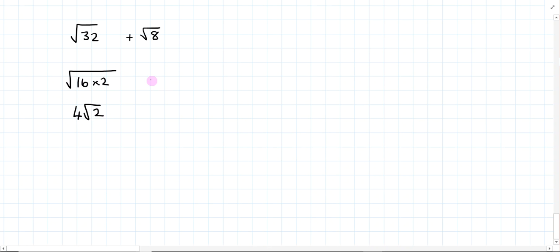18. Not too many people managed to finish that off. When you are adding radicals, you are looking to put them in the same base. So we've got 16 times 2, so that's 4 root 2's, plus root 4 times 2 is 2 root 2's, becomes 6 root 2's.